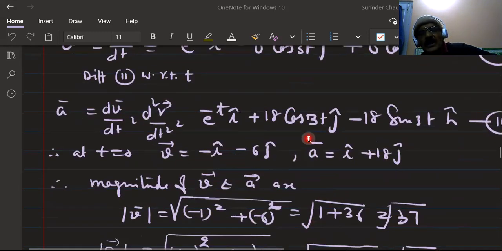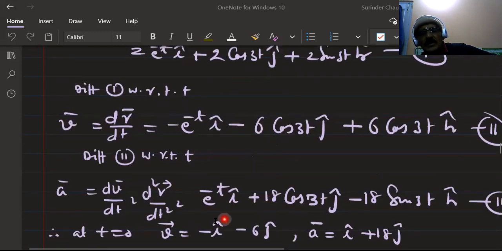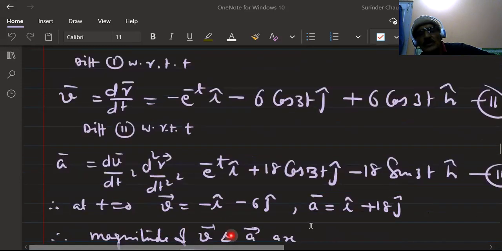J is 6j, and similarly at t equal to 0, n is equal to 1, iota is equal to 18 cos 0, 1 and 0 0. Now these are components.